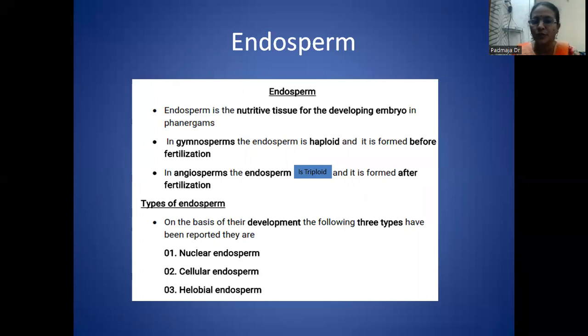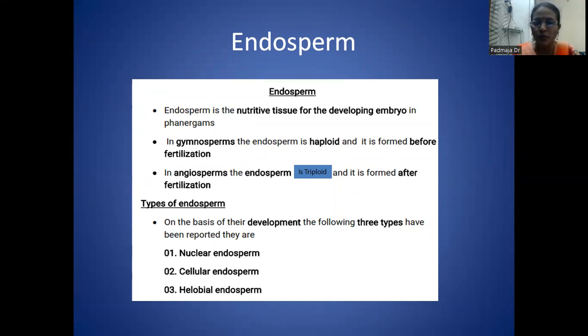Endosperm is the nutritive tissue. That means the tissue is giving nourishment for the developing embryo. In the embryo sac, one male gamete fuses with the egg. As a result, embryo is formed. Another male gamete fuses with the polar nuclei. As a result, a 3N endosperm is formed. This endosperm provides nourishment, giving food for the developing embryo.